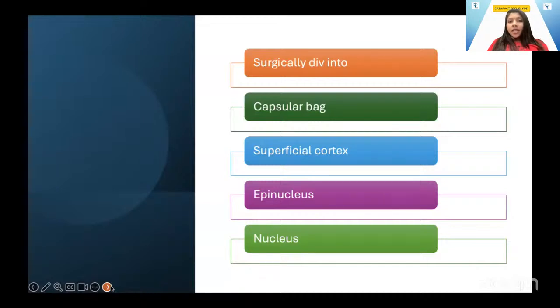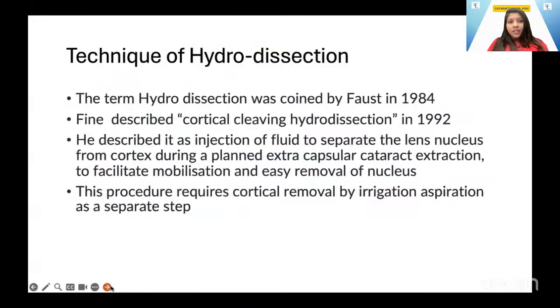So surgically, coming to cataract surgery, we divide it into the capsular bag. Then comes the superficial cortex, then the epinucleus, and then the main chunk, the endonucleus. The technique of hydrodissection was first coined by Faust in the year 1984. Fine was the person who described the cortical cleaving hydrodissection in the year 1992.